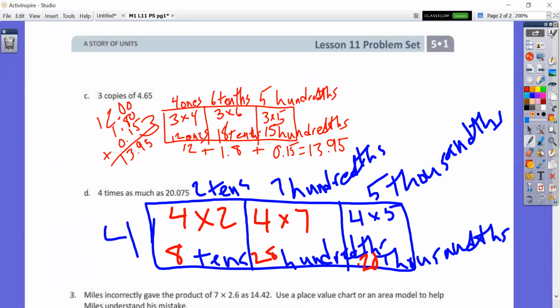And here we go. Let's transition these into standard form and then add them. So 8 tens is 80, right? Hundredths, 28 hundredths. So, okay, we were regrouping. So we need to regroup those tens of hundredths into tenths. So it should be 0.28, right? And then the same thing for thousandths. 20 in the thousandths, we're regrouping into the hundredths, so it should be 0.02.